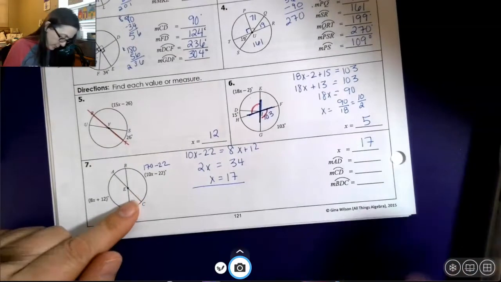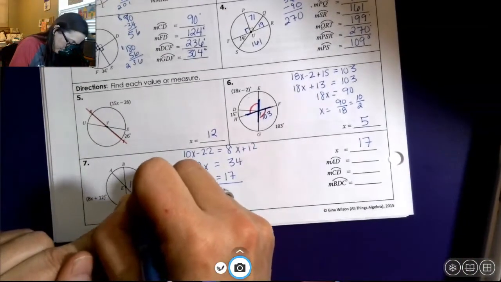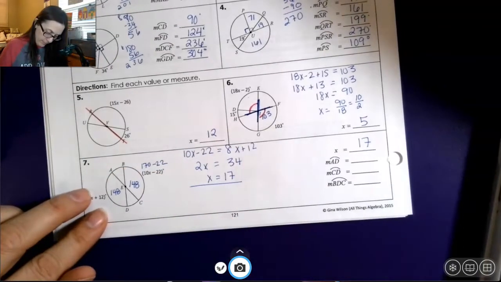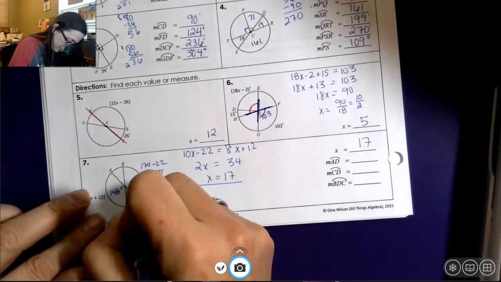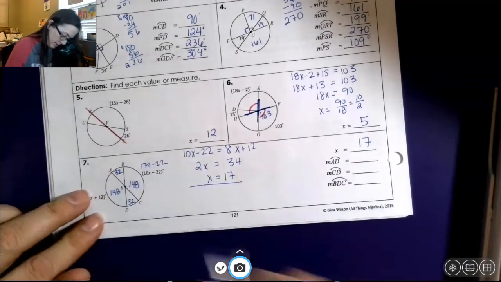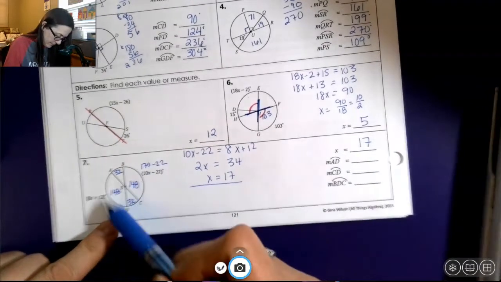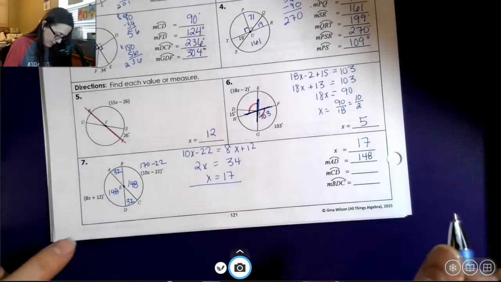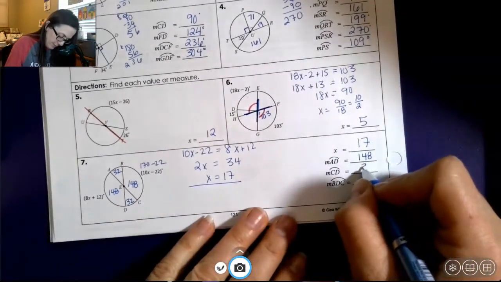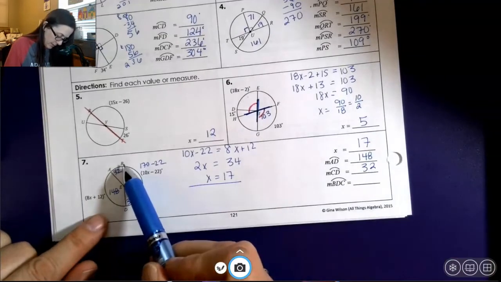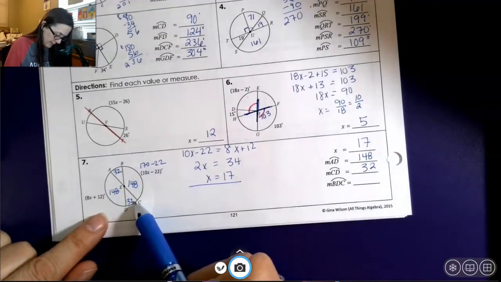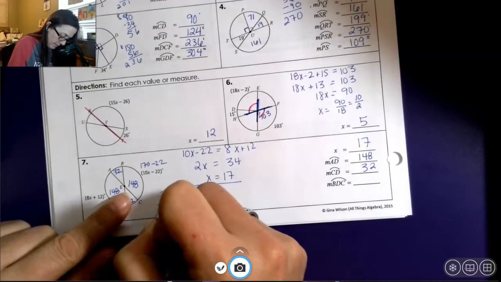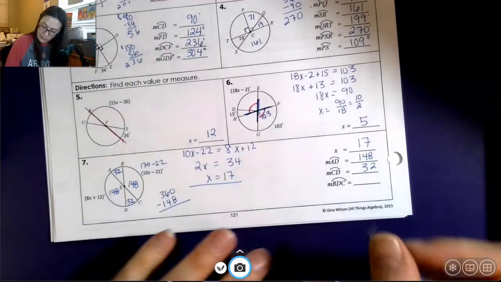We get 148. This will be 148. Subtract from 180. We get 32, here and here. So if I want AD, it's going to be 148. If I want CD, it's going to be 32. I want BDC. I can add these all together, or I can take 360 minus 148, and I should get 212.